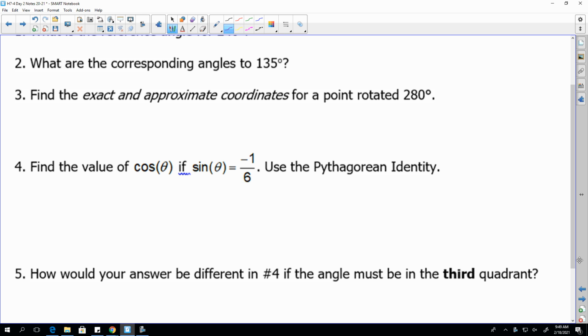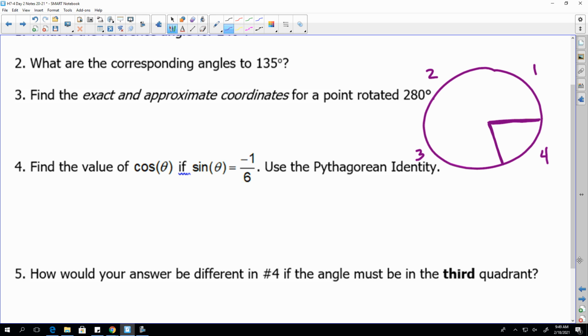So it's find the exact and the approximate coordinates for a point rotated 280 degrees. I like to draw a picture a lot. So 280 degrees, which quadrant would that be in? If this is 1, 2, 3, 4, it's in the fourth one, right? 270 is straight down, so we'll be a little bit past. Here's 0, always on the right, and we're going to maybe draw it like that. There's 280.